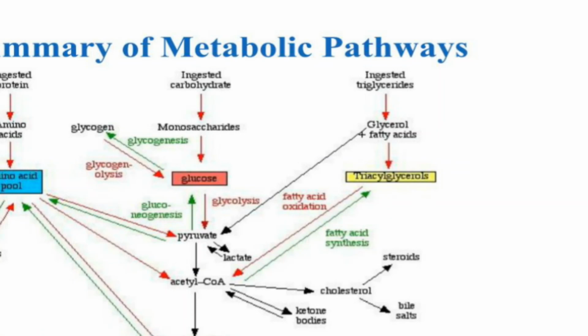And when this alpha-ketoglutarate has been formed, it is also going to be converted to form succinyl-CoA. The enzyme that does this conversion is called alpha-ketoglutarate dehydrogenase. The succinyl-CoA is also going to be converted to form succinate by the enzyme called succinyl-CoA thiokinase.